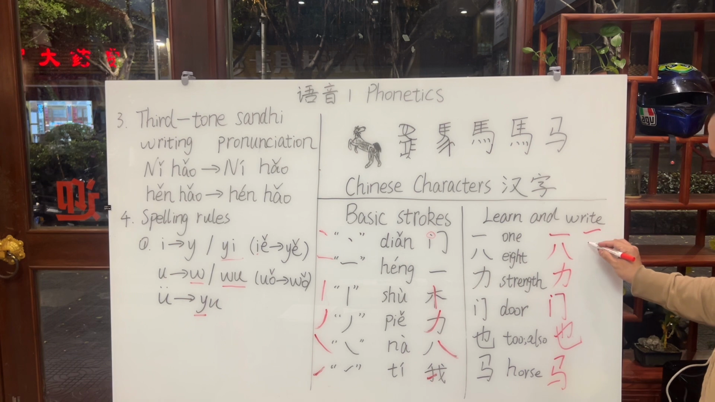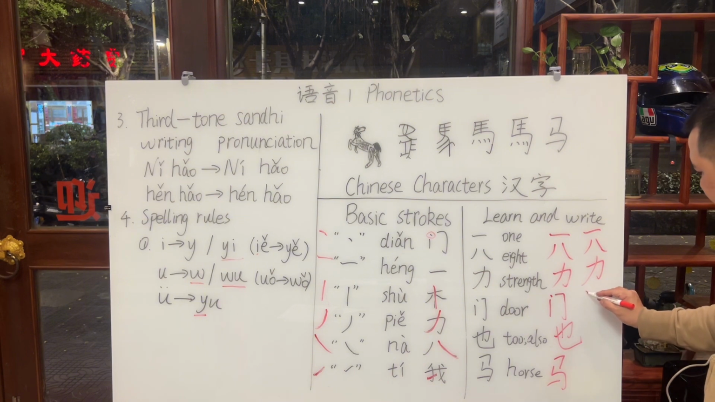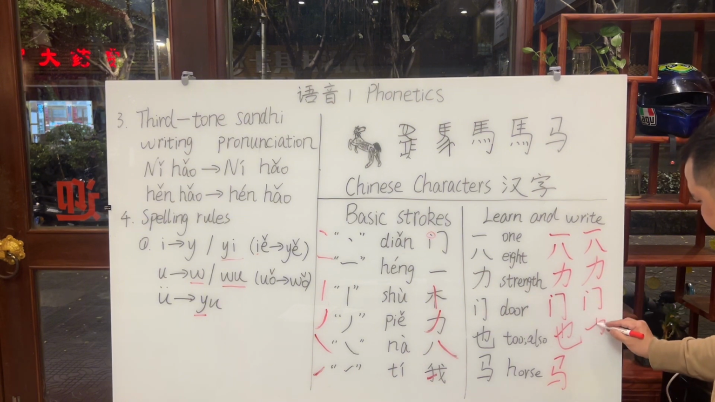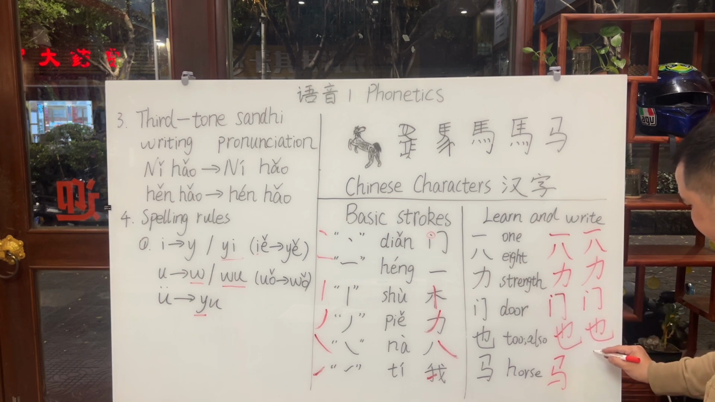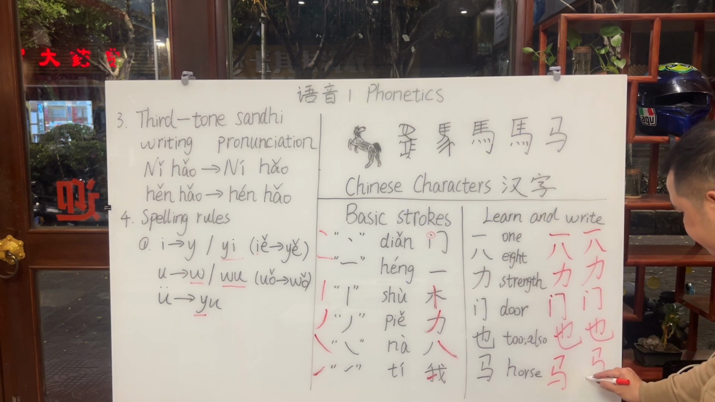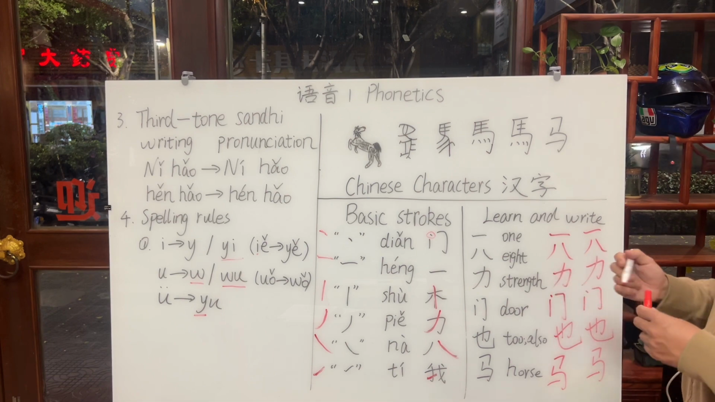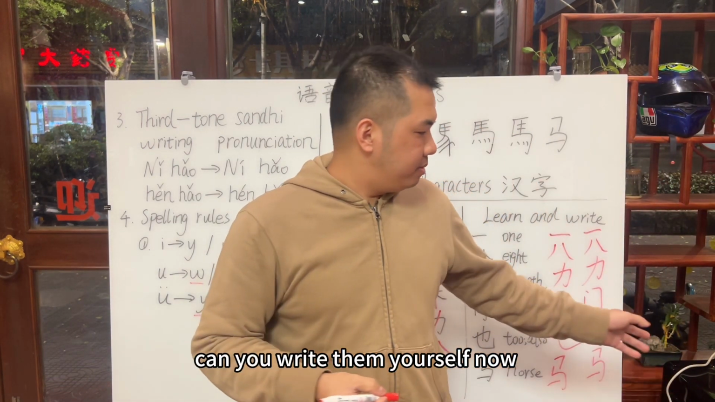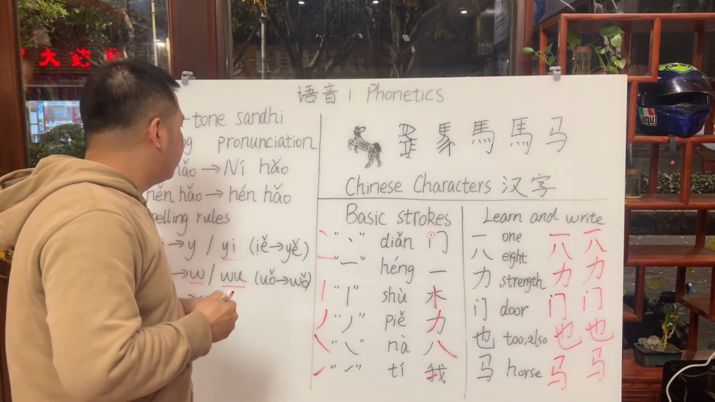Okay, let's write them again. 一, 八, 力, 门, 也, 马. Okay, can you write them yourself now?